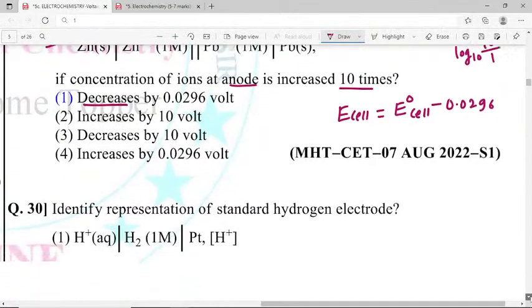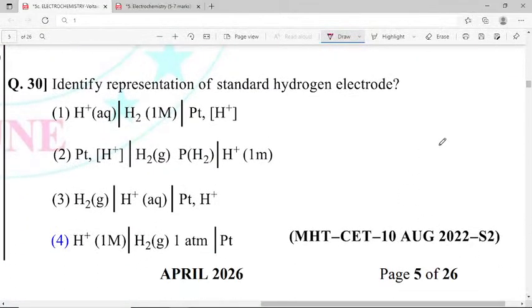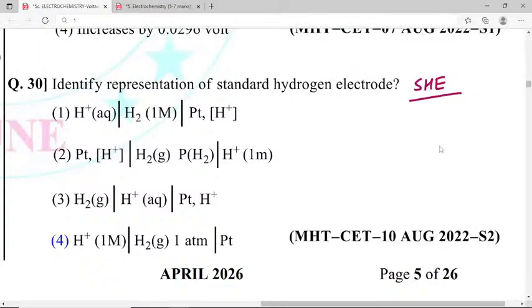Okay, get it? Next, identify the representation of the standard hydrogen electrode. It is called SHE. Standard hydrogen electrode, SHE: H plus 1 molar, H2 gas 1 atm, platinum. This is a straightforward question: representation of SHE, standard hydrogen electrode.